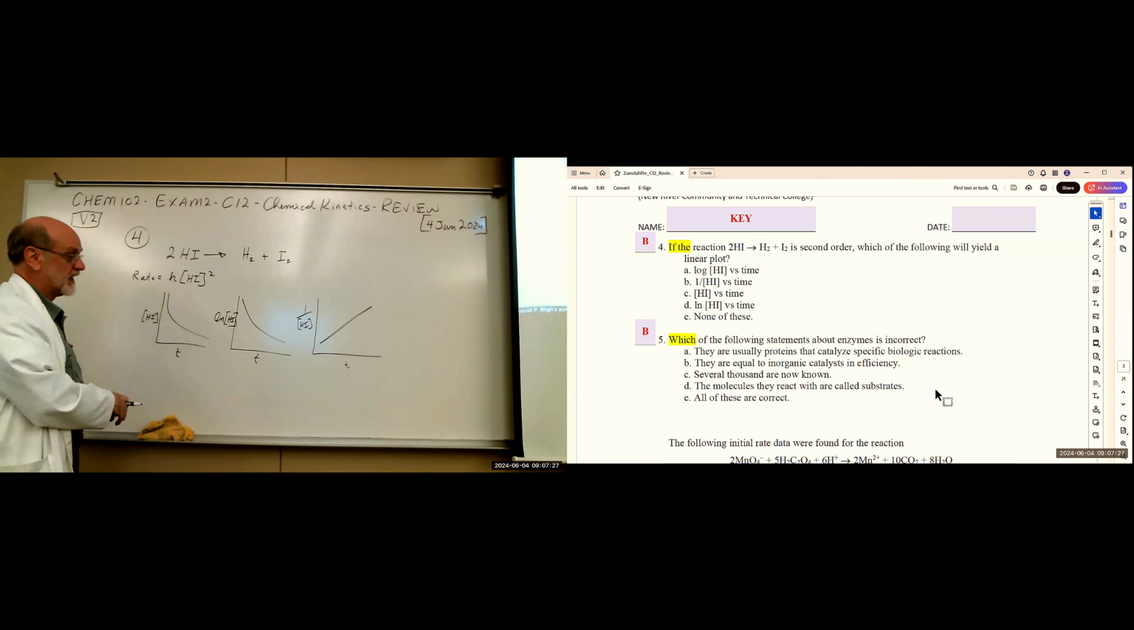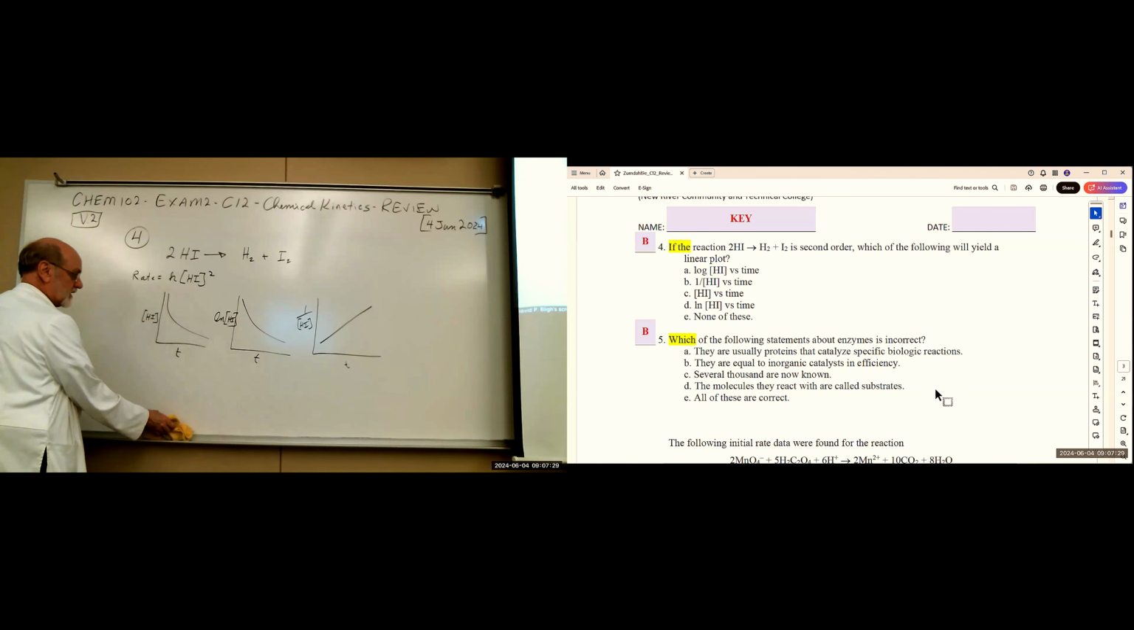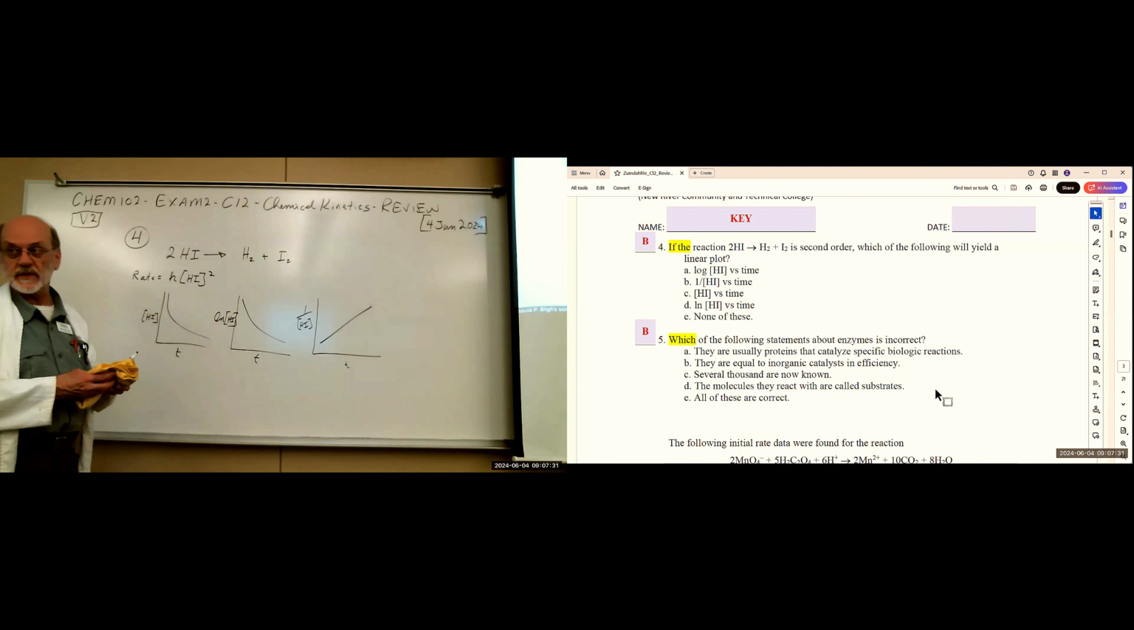And that's what you do with your data. You take your data and plot each way and find out what order it is.